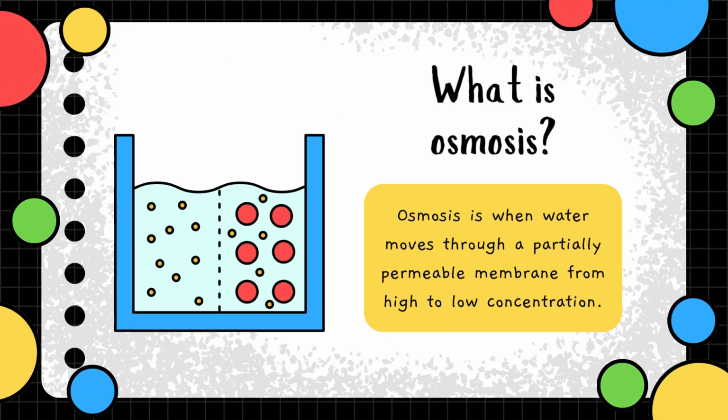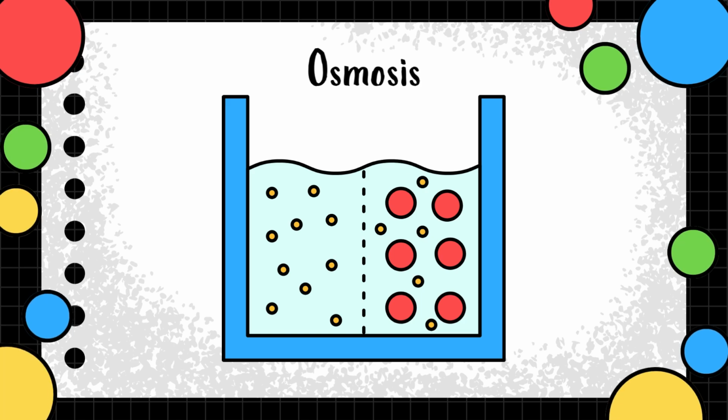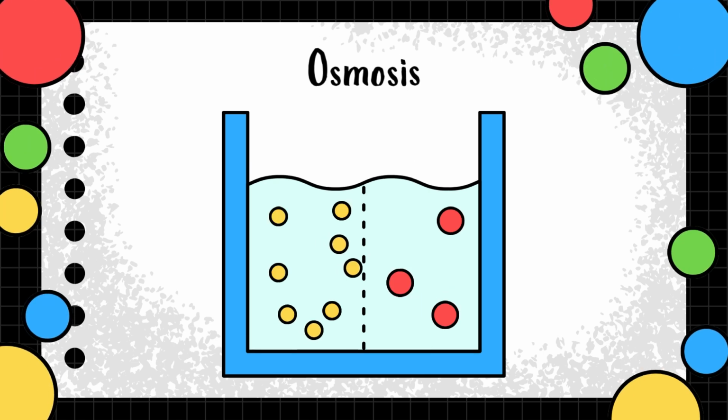What is osmosis? Osmosis is when water moves through a partially permeable membrane from high to low concentration. We will understand with the diagram alongside. Here the particles are in higher concentration on the left and low concentration on the right. So they move from high concentration to low concentration through a semi-permeable membrane.